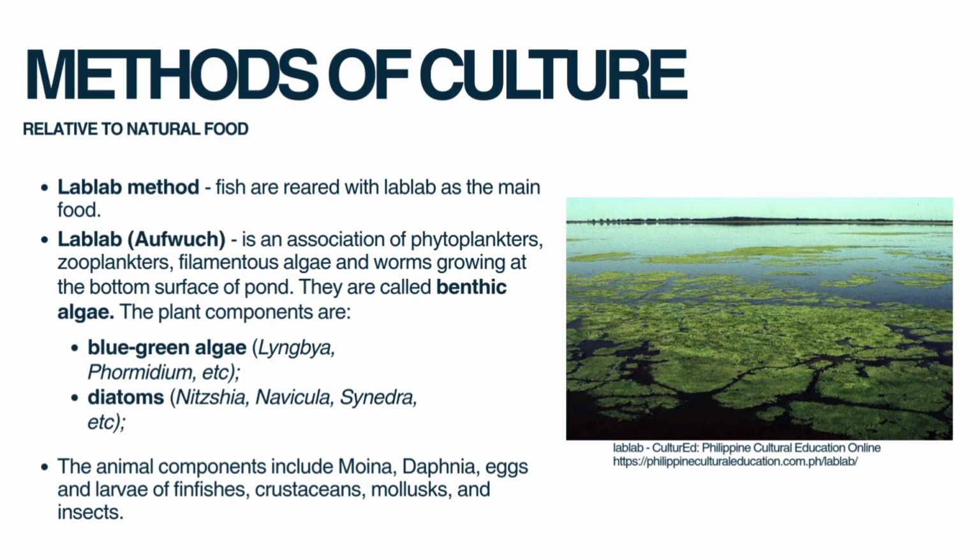They are called benthic algae since they grow at the bottom part. The plant components are the blue-green algae, Lyngbya, Oscillatoria, etc. Diatoms, the Nitzschia, Navicula, Synedra, and etc. The animal components include the Moina, Daphnia, eggs and larvae of finfishes, crustaceans, mollusks, and insects.